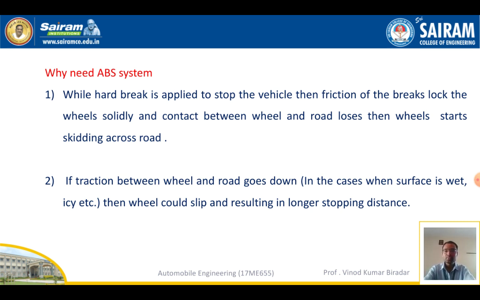If the traction between the wheel and the road goes down, the wheel could slip and result in a longer stopping distance. So with the anti-lock braking system, the vehicle will go just a little forward, then stop, go forward, stop, and then it will normally come to a stop. By using this, we can save many vehicles and avoid accidents. Okay, next.